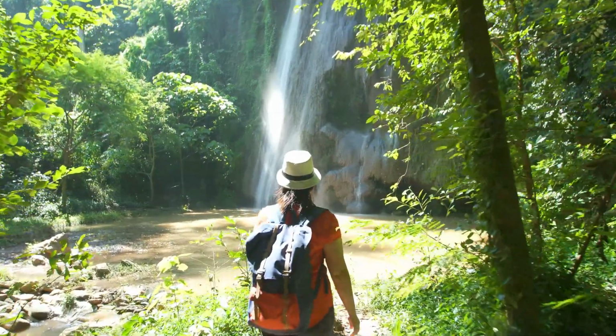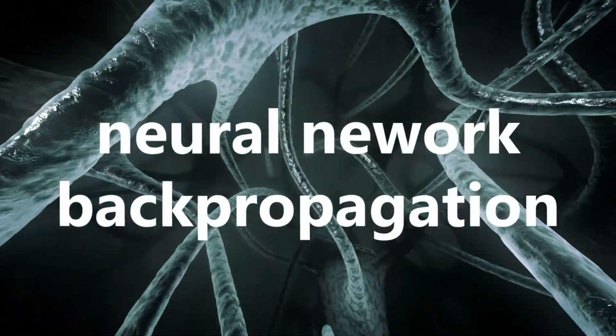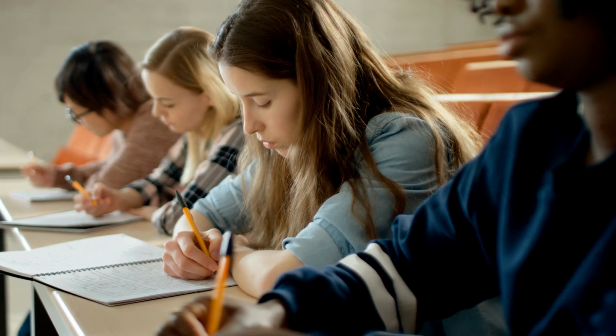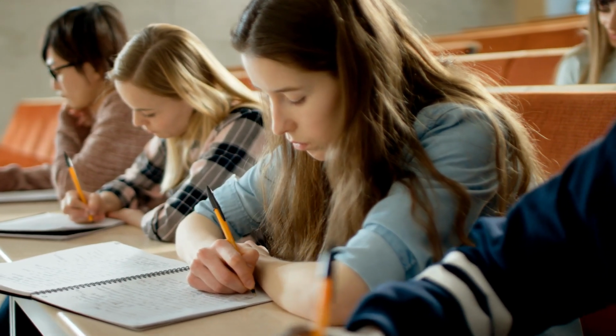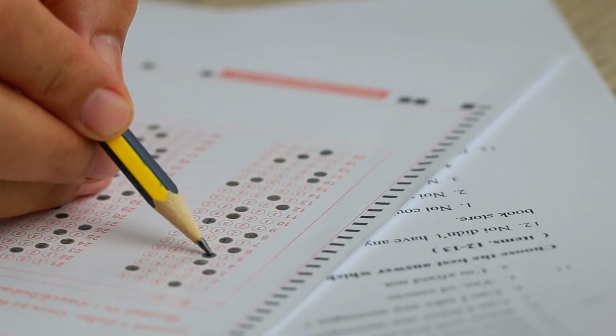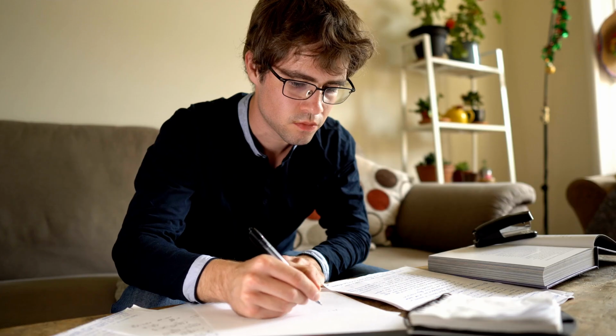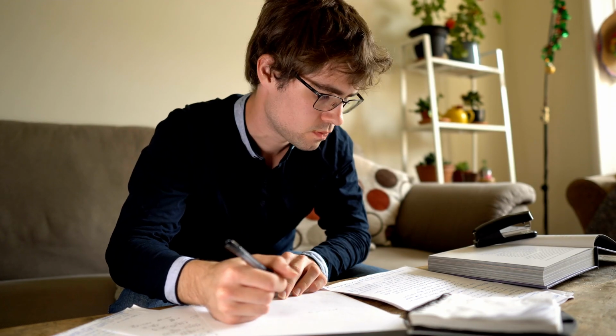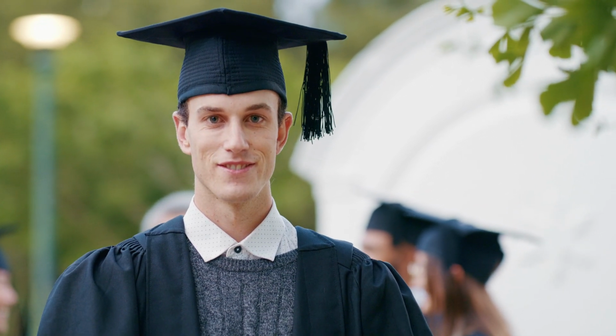Today, we're going on an adventure deep inside the neural network to uncover the magic of backpropagation. Imagine a student taking a test. They make mistakes, and their teacher, in our case we call this one loss function, helps them learn by pointing out errors. The student then adjusts their study habits accordingly.